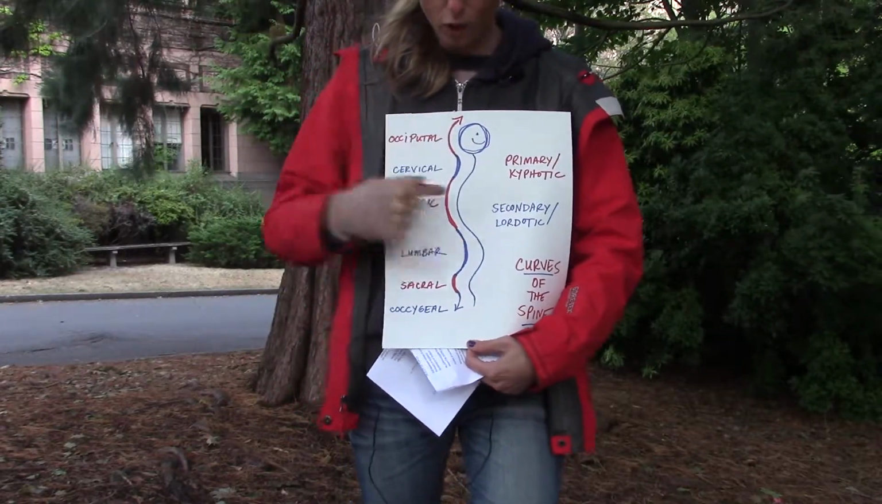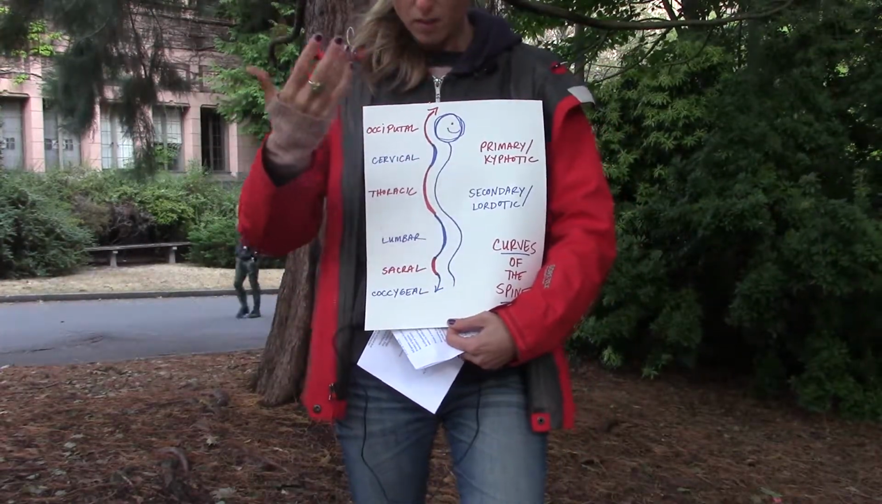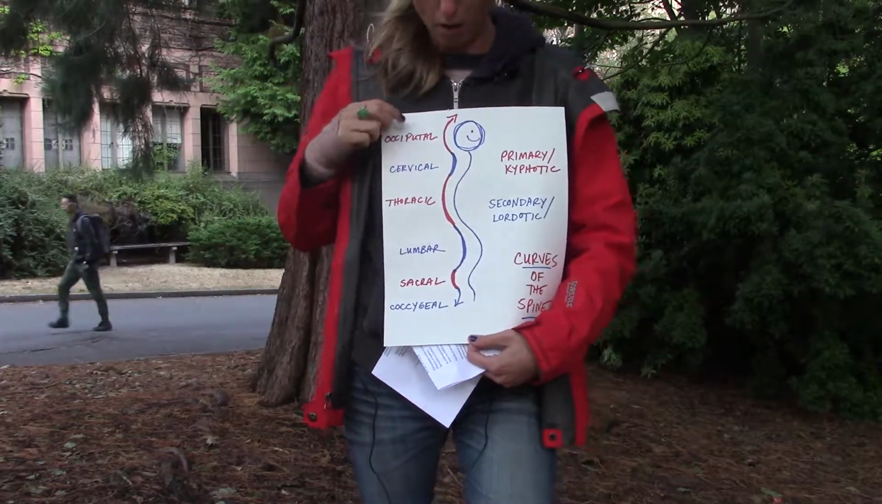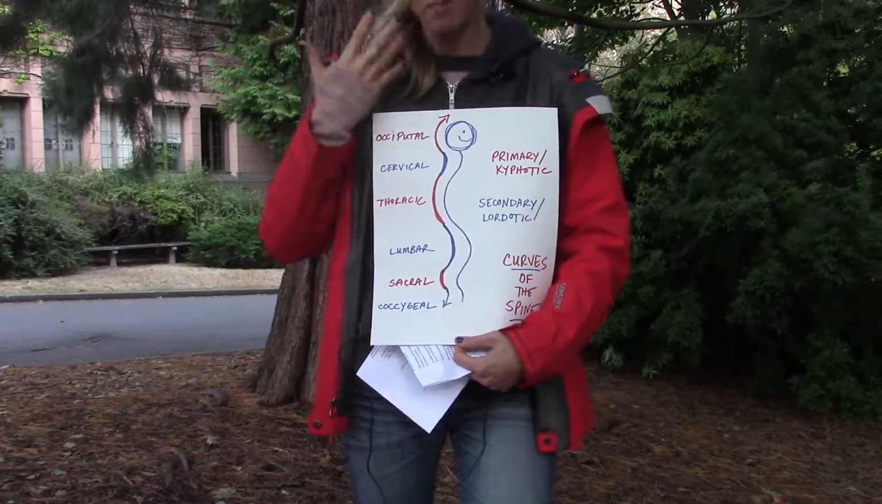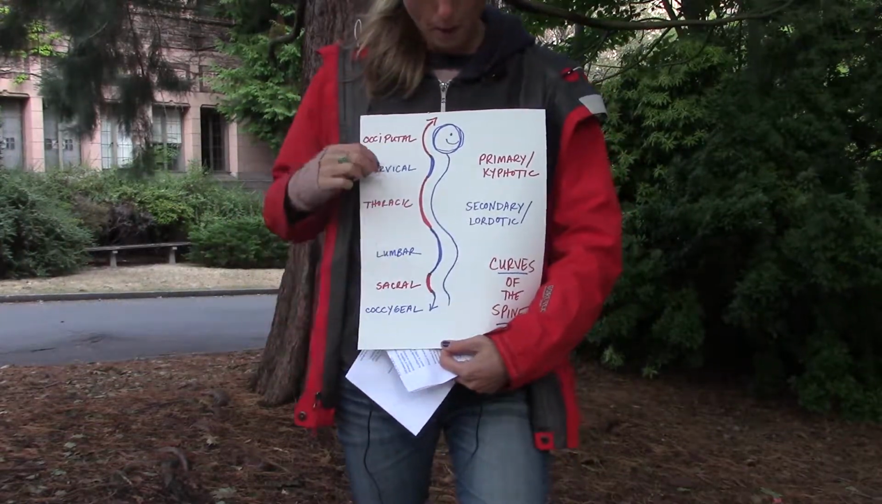So these are the curves we're looking to dynamically interface with, right, in our Alexander practice, and looking to balance, to find support and movement through all of these curves.